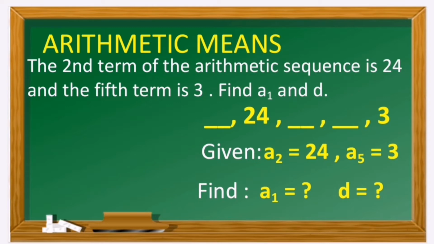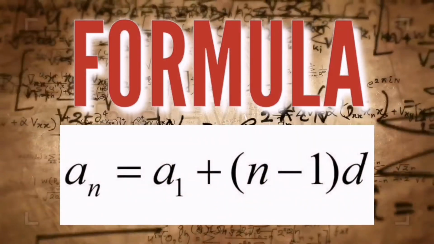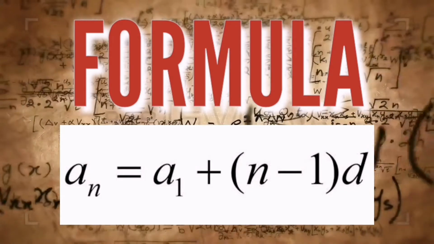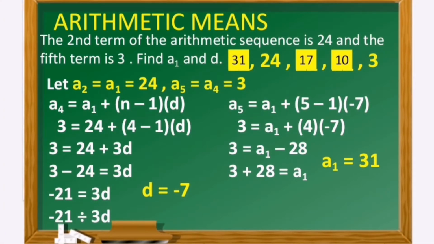Hence, a sub 1 then becomes 24, and a sub 4 will now be positive 3. We are now ready to use the formula. A sub n is equal to a sub 1 plus the quantity of n minus 1 times d. Substituting the values would give us 3 is equal to 24 plus the quantity of 4 minus 1 times d.